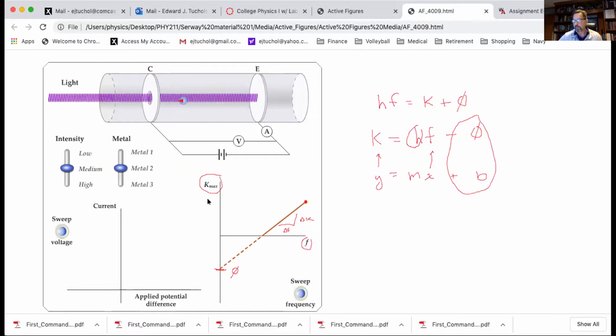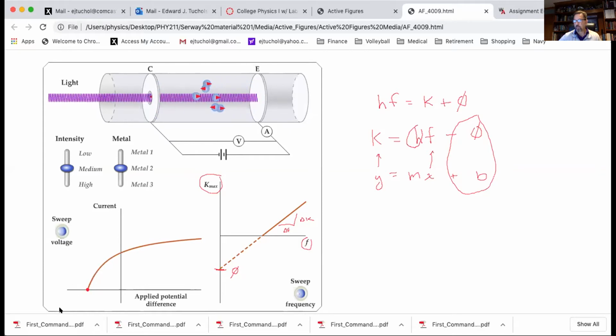All right, one other thing I want to do for you here. We'll stop this, and we'll let it do its thing. Very exciting animation. Let's sweep through voltage this time. The voltage we're talking about is the voltage which is going to push the electrons back, in this case towards the emitter on the right. So let's sweep through some voltages here.